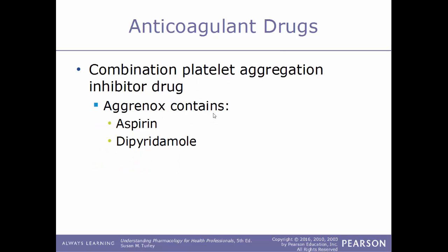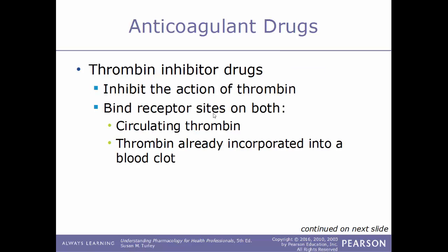It's common to see anticoagulant drugs that are sold as combination drugs. An example of that would be Aggrenox. This is a combination of both aspirin and dipyridamole. Another type of anticoagulant drugs, thrombin inhibitors. And just like the name implies, they inhibit the action of thrombin.